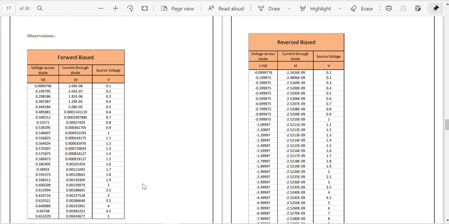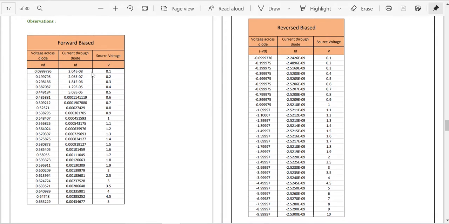And these are the observation table. Note that at forward bias, look for the low value of the voltage across the diode. The current is almost equal to 0. It's very less. And after it crosses this point, 0.485881, the current starts to increase and the diode becomes conducting after it.